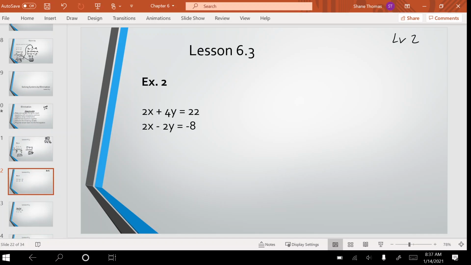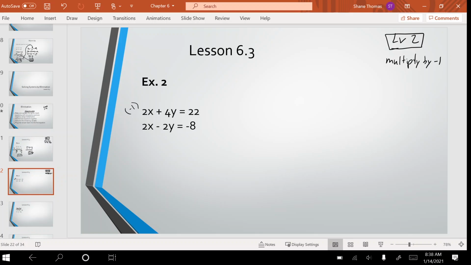So level 2, all you have to do is multiply by a negative 1. Looking at this one, do I have any variables the same, one positive, one negative? No. I've got variables the same though, don't I? I have a 2x in both of these. If I add them right now, are they going to eliminate? No, they're not. But what I can do is take one of these and multiply it by negative 1. So let's take the first equation and multiply it by a negative 1.